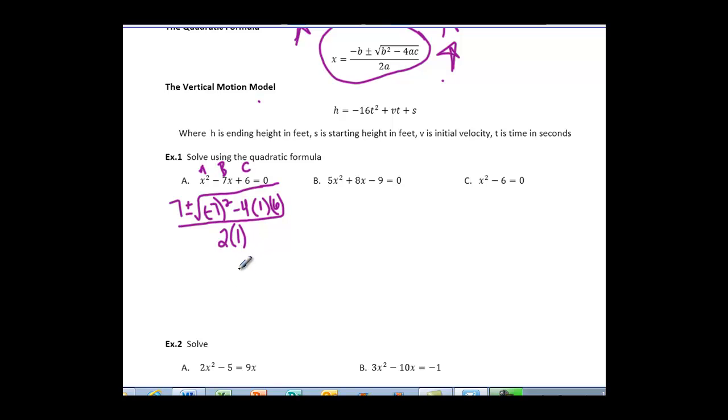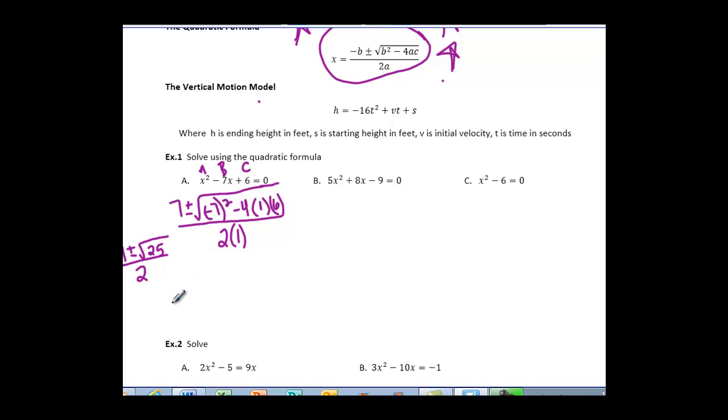Okay, now you want to simplify what's inside of your radical first before you go ahead and completely solve. So you would do your negative 7 squared. Okay, then you would do minus 4 times 1 times 6. Go ahead and do that now. And you should get 25. So we will have 7 plus minus square root of 25 all over 2 times 1, which is 2.